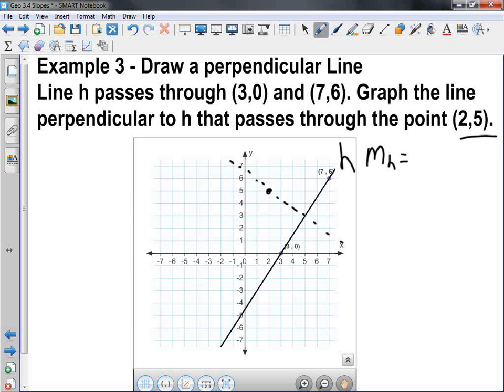Brian, help me out with the slope of H. Yeah, you, Brian. Well, you tell me. Do you want to do a formula way or do you want to do rise over run? Rise over run, okay? So, hey, too much talking. Rise over run, so.